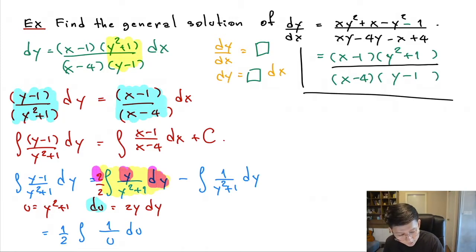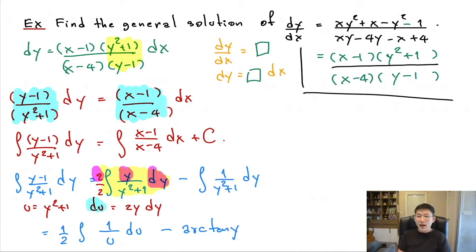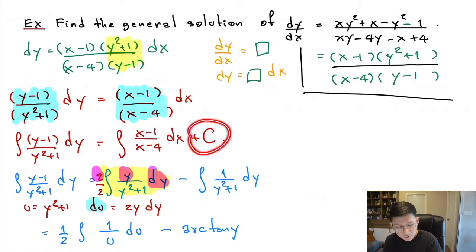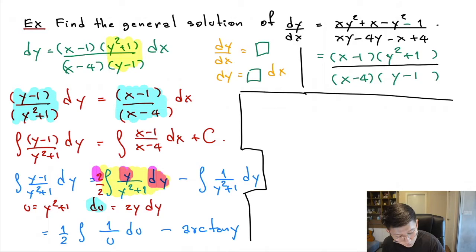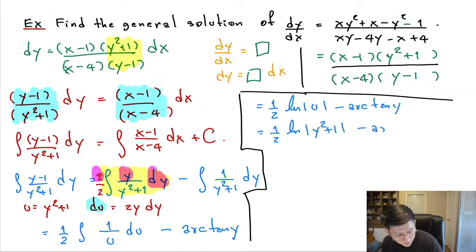And then the other one is the integration of 1 over y squared plus 1. This one, if you can remember, is arc tan y. I'm not writing a constant term because they are going to be included in this C. So we'll have half of log of u minus arc tan y, which is half of log of y squared plus 1 minus arc tan y.